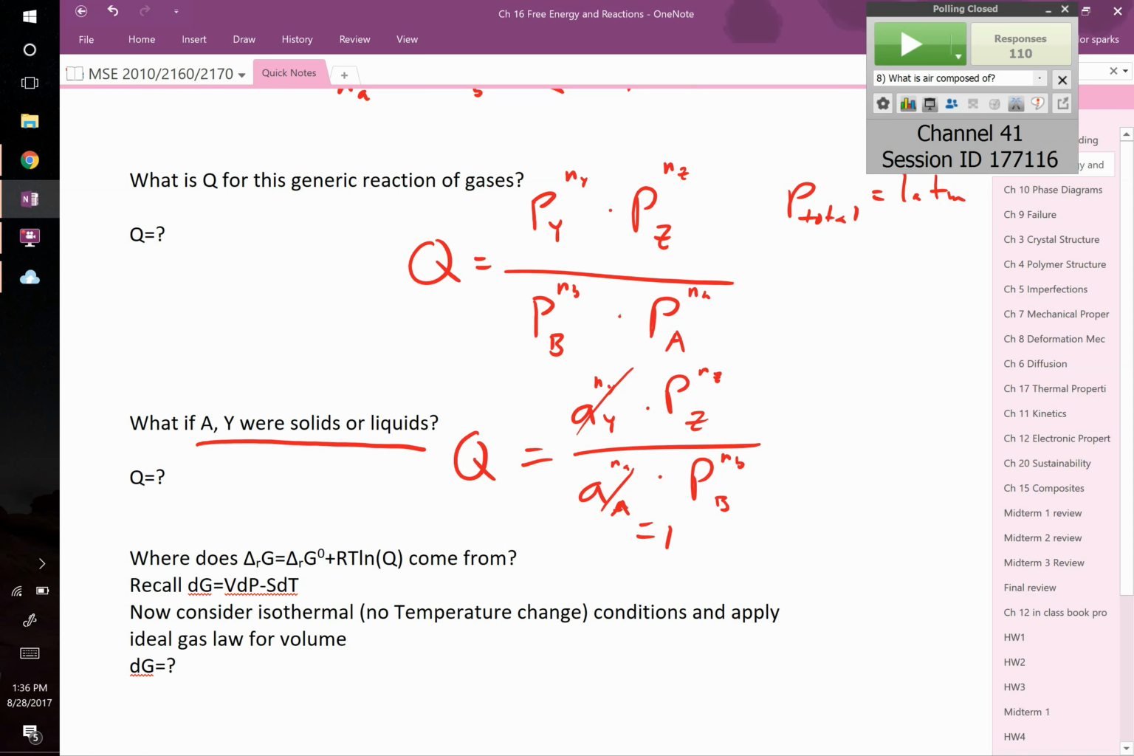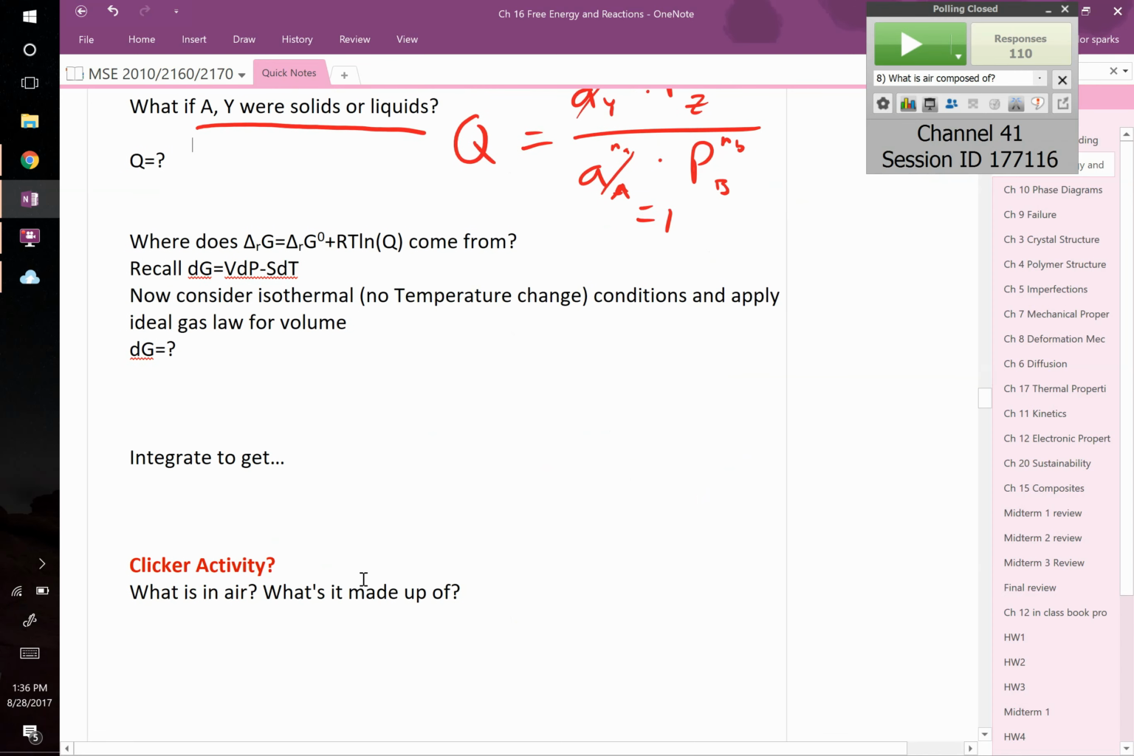Yeah, question? Can you say what Q means again? Let's come back to Q. Great question. So first off, where does Q come from? We're talking about dG, the change in free energy for a reaction, right? So you've got it right here.